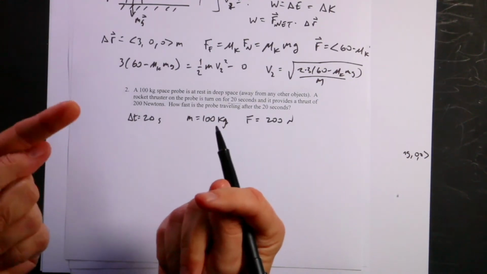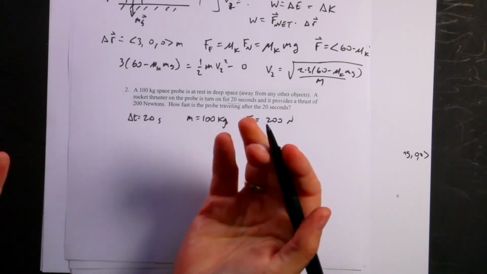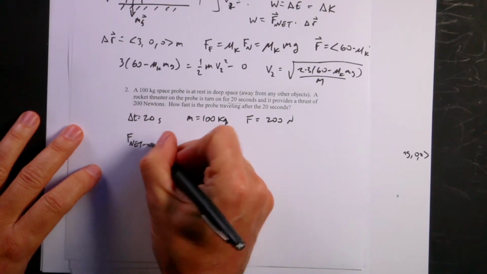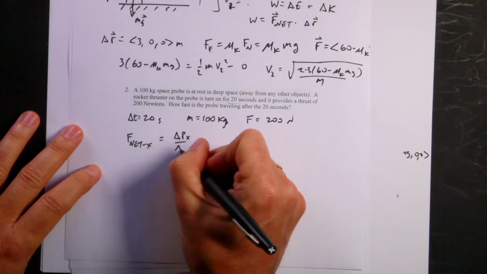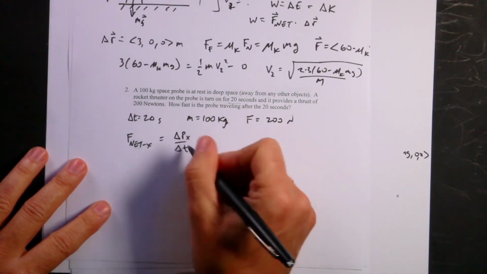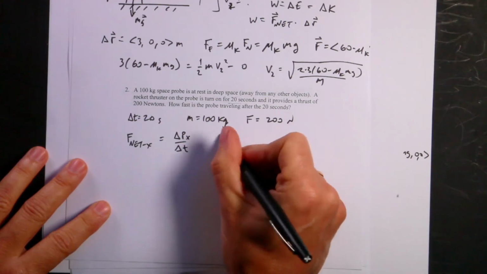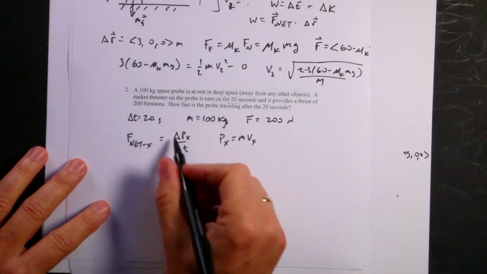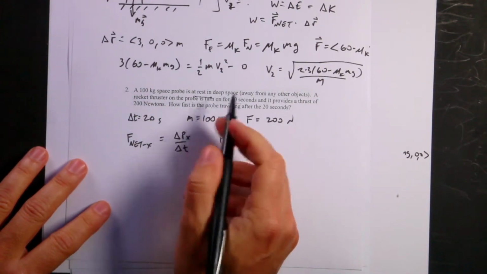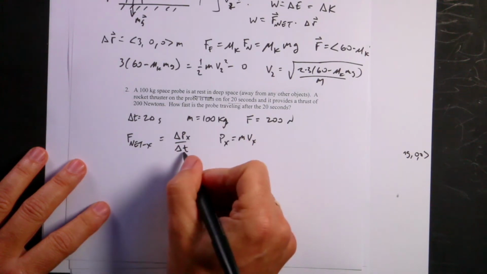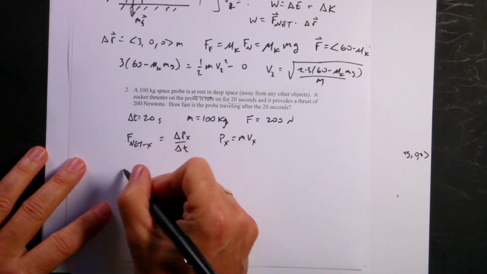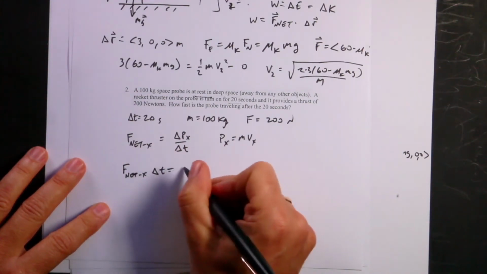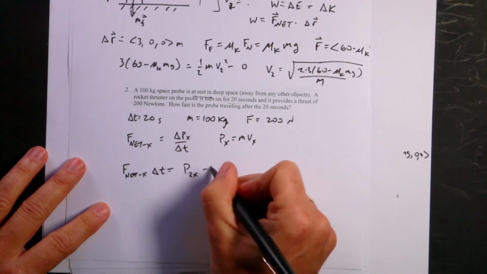If I think of force and I think of time, I think of the momentum principle. This is a one-dimensional momentum principle, which says in one dimension, F net x equals delta p x over delta t. These are components because momentum is actually a vector. So p x is m v x. I know that it's at rest, so the initial momentum is 0, and I want to find the final momentum. If I multiply both sides by delta t, I get F net x delta t equals P2x minus P1x.